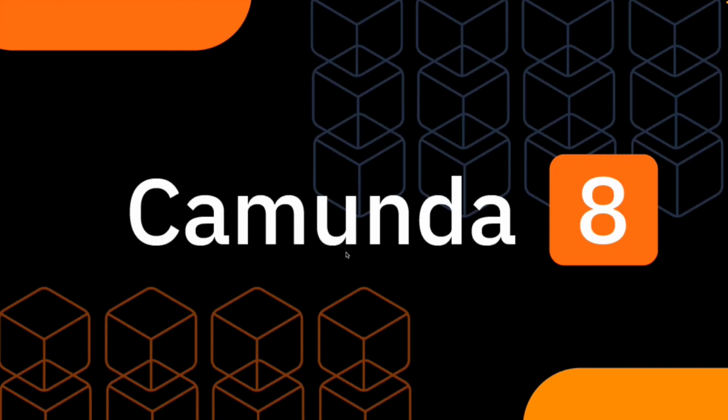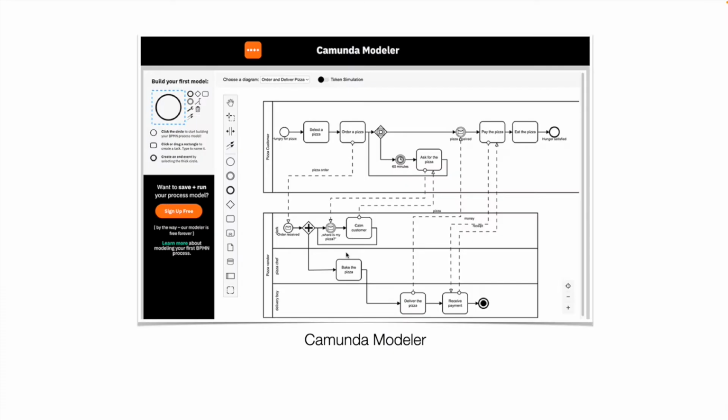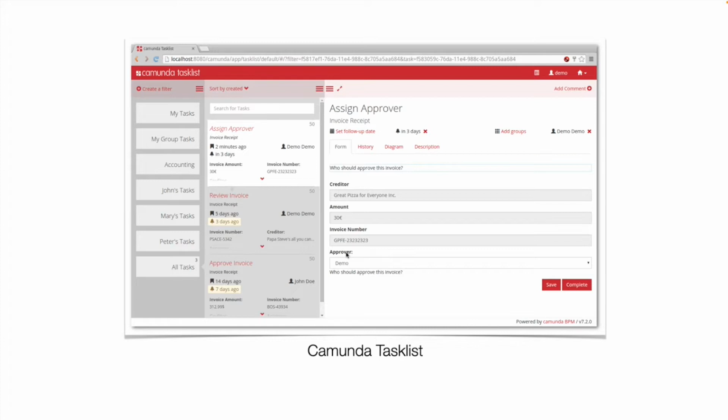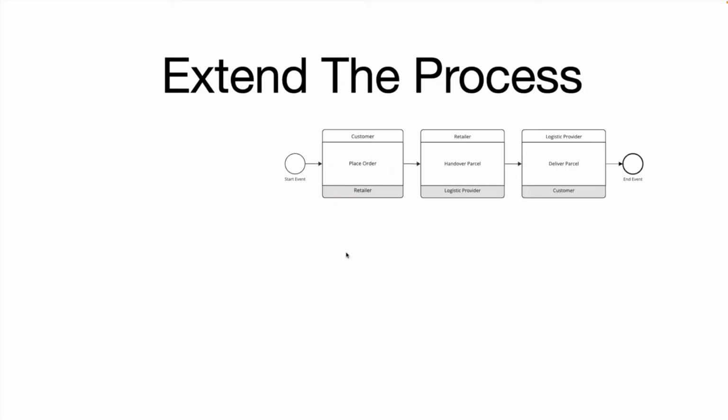Camunda is one of these systems. It's very well known. Just a quick example: that's how you model the process, and then that's a task list, for example. Here, that's how the participants see their tasks. They can input the data. They can fill in the information that is needed for the process to continue. So basically now our process is very simple.